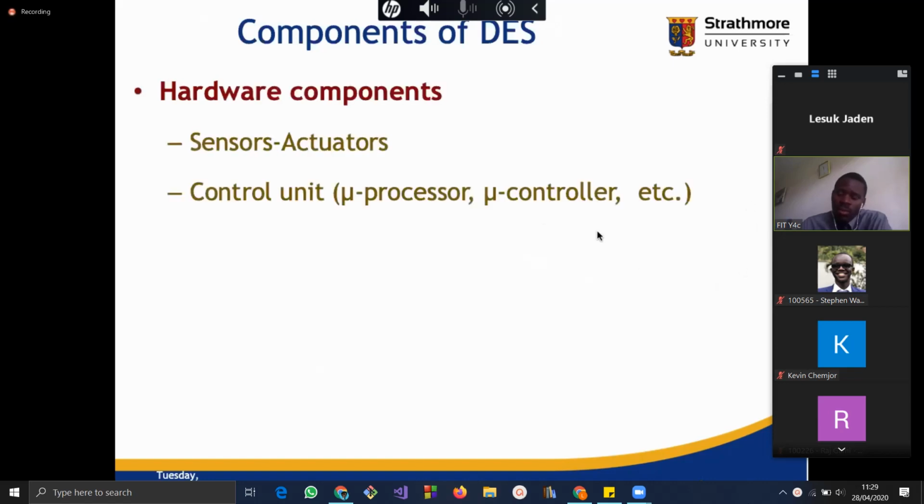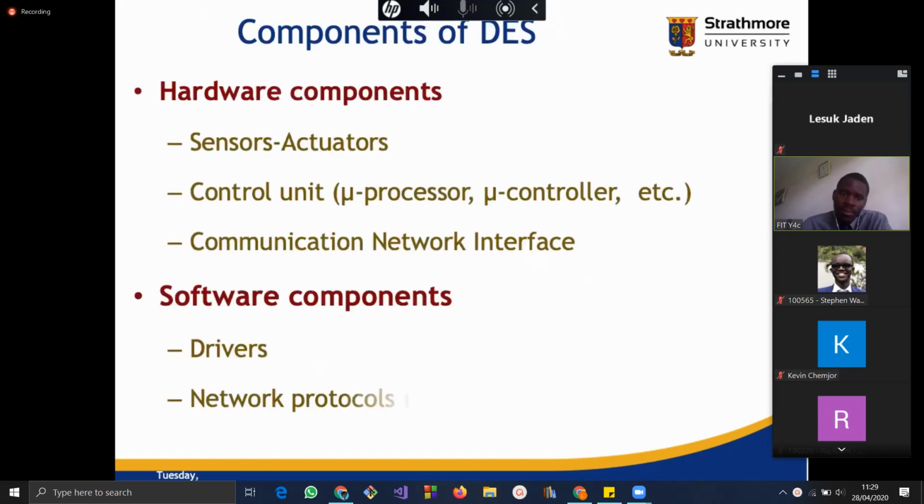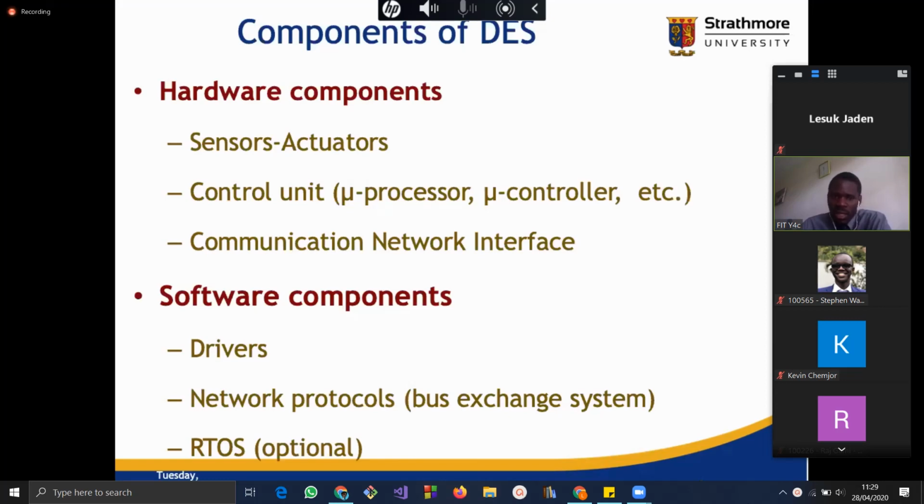So what are the components of a distributed embedded system? We have the hardware components. That is the sensors, actuators. We'll have a class where we'll cover sensors and actuators, so don't worry if you don't understand what they are. Then we have the control unit. Last week we covered the microcontroller and microprocessor. I hope by now when you hear those terms, you at least understand what you're talking about. And then we have the communication network interface. This one we are going to cover deeper today in the next few slides. Control unit we covered last week. Sensors and actuators we'll cover in the next few weeks.